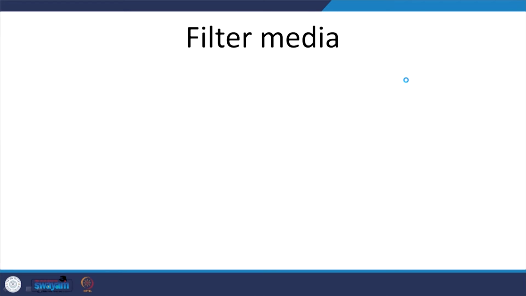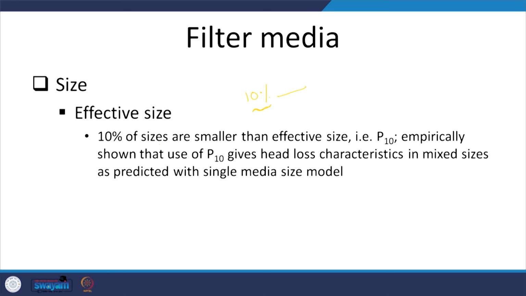So what are the other considerations? Obviously the kind of media and how many layers, or is it single media, three kinds of media, or multiple media. Let's see when these things come into play. Obviously when I choose media, I need to look at the size of the media, and when I talk about size, I am talking about effective size. Typically the well established norm is that we look at the size through which 10% of the particles by weight pass, and that size is referred to as the effective size. So 10% of the sizes by weight are smaller than the effective size, which I am referring to as P10, right?